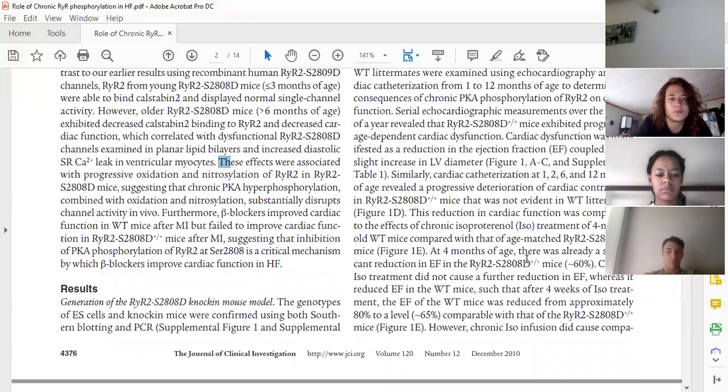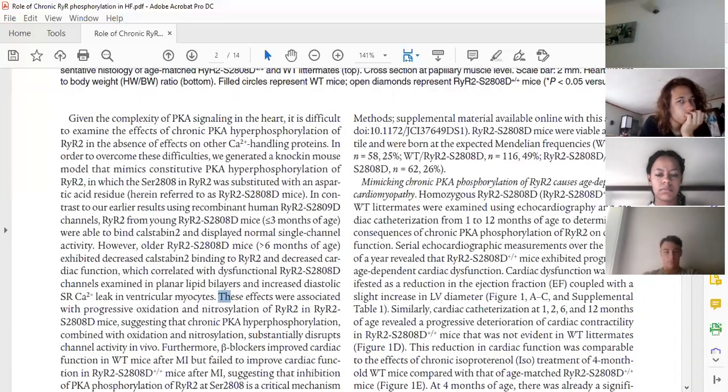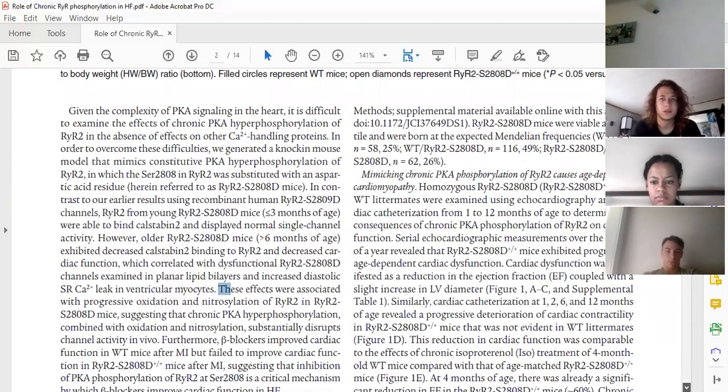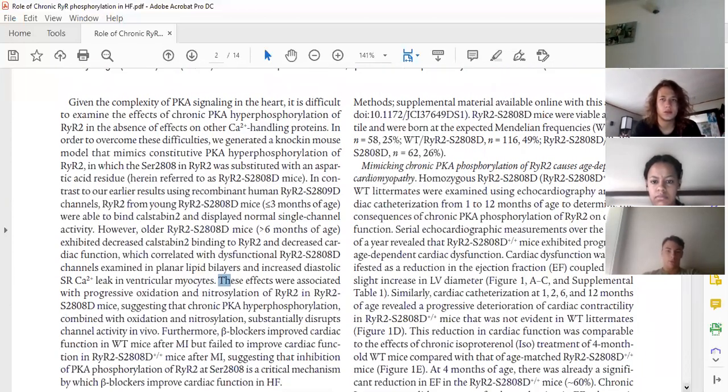Starting at results. Generation of the mutant receptor knock-in mouse model. The genotypes of ES cells and knock-in mice were confirmed using both Southern blotting and PCR. Methods. Mutant receptor mice were viable and fertile and were born at the expected Mendelian frequencies.